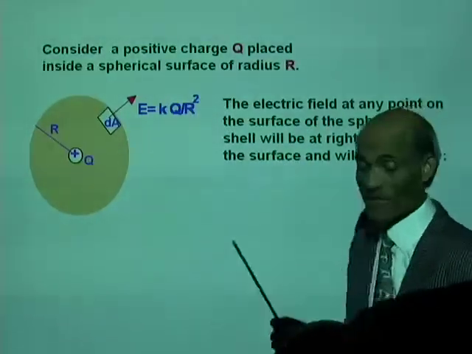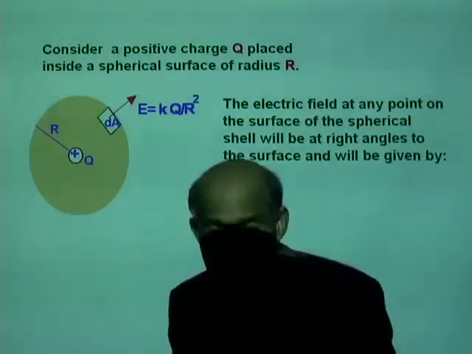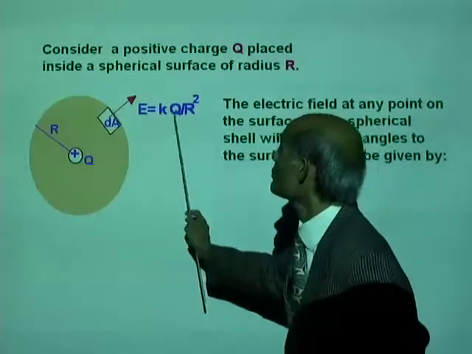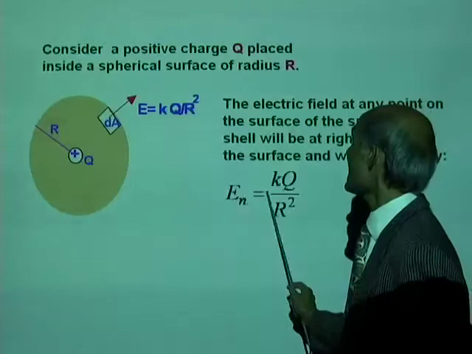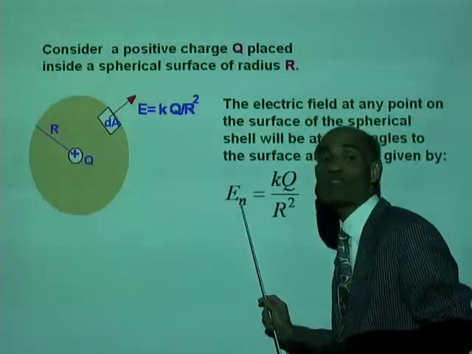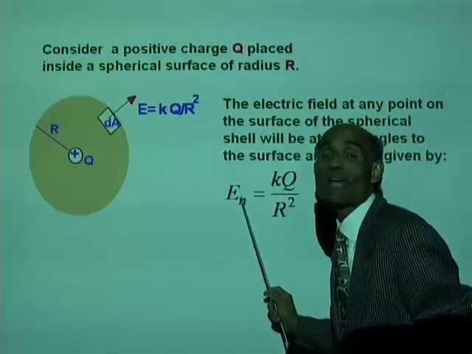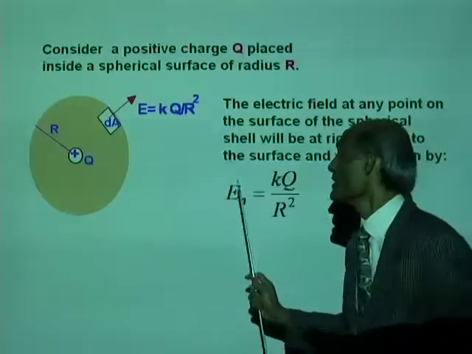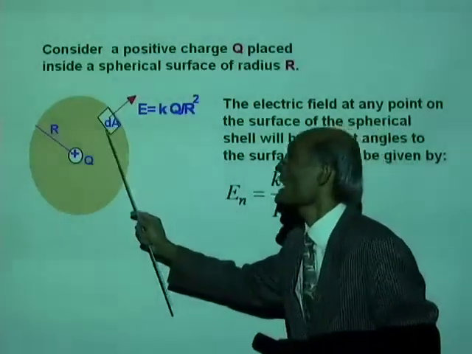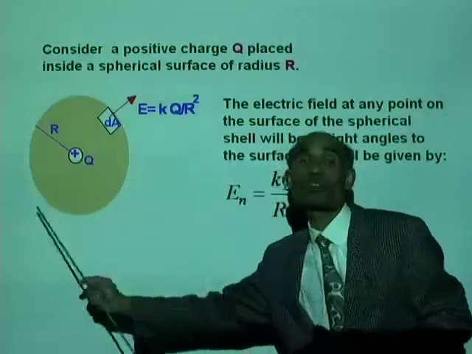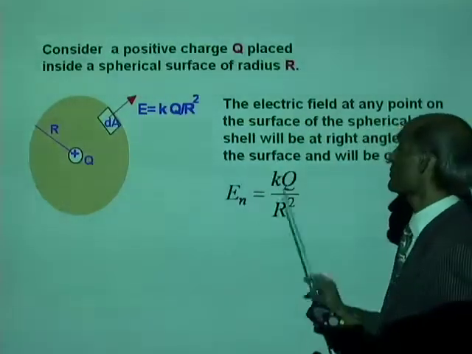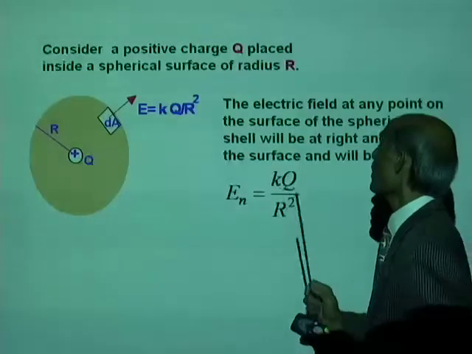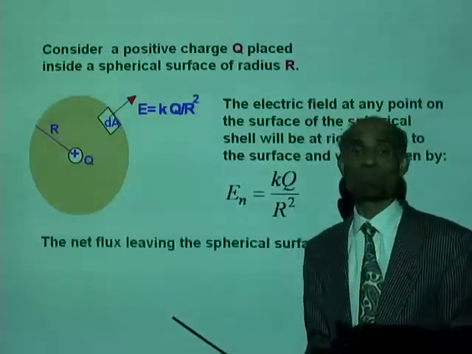And that electric field will be given by this expression, E sub n. What does E sub n stand for? The normal electric field. Normal means at right angles. The electric field at right angles to the spherical surface is kq over r squared.